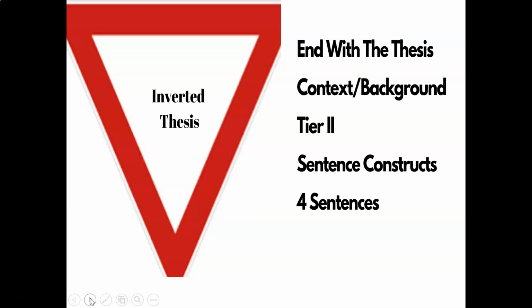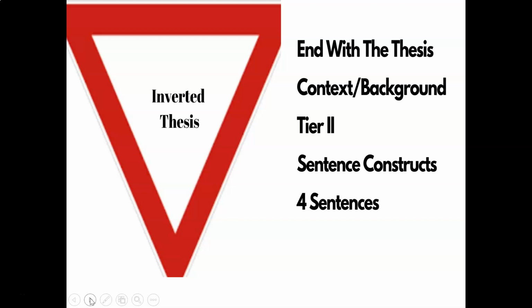So the very first 3 sentences: context, background, theme. There's no need for hooks. There's no need for analogies. We're writing an academic paper, so we don't need to get cute, right? So I tell my guys, I'm not a fish. You don't need to hook me with anything.